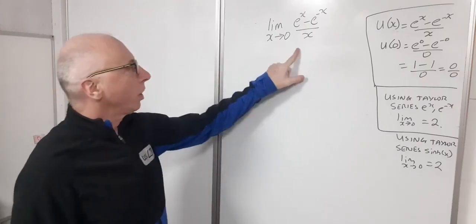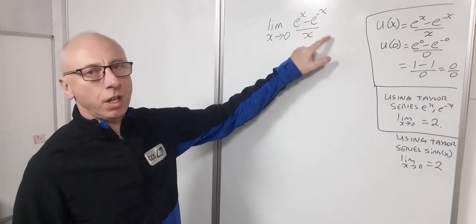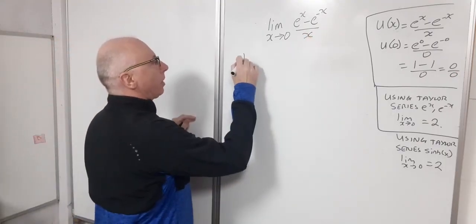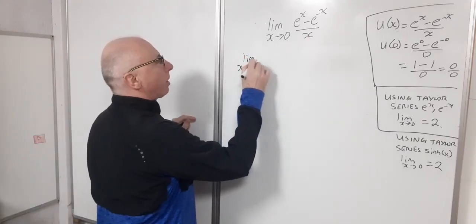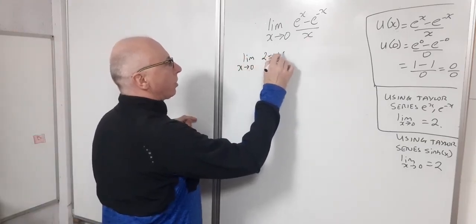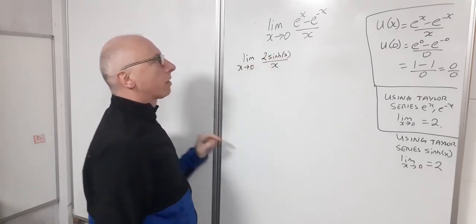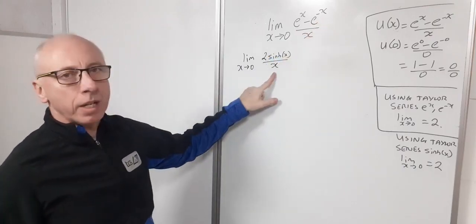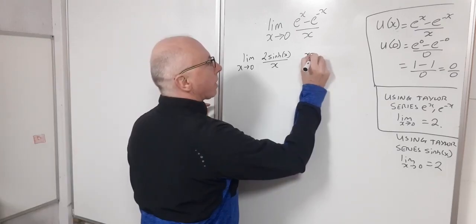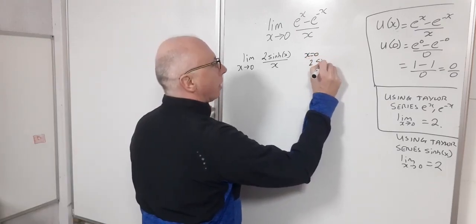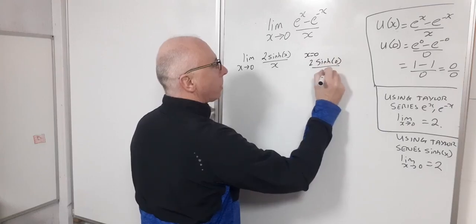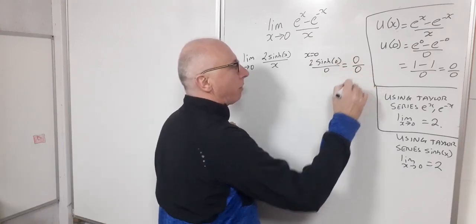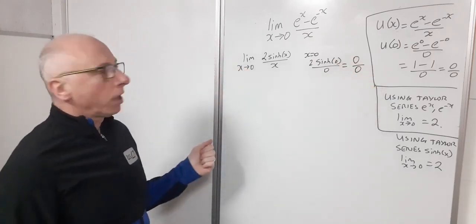So this final method, I'm going to show you how to use L'Hopital's rule with this, but not the obvious way. First of all, I'm going to stick with my sinh of x. So limit as x approaches 0, 2 sinh of x over x. So we're happy with that representation from the last example. So plugging x equals 0 into that, I've got 2 sinh of 0 over 0. Well, sinh of 0 is 0, 2 times 0 is 0. So I've still got a 0 over 0 situation. So I'm free to use L'Hopital's rule.